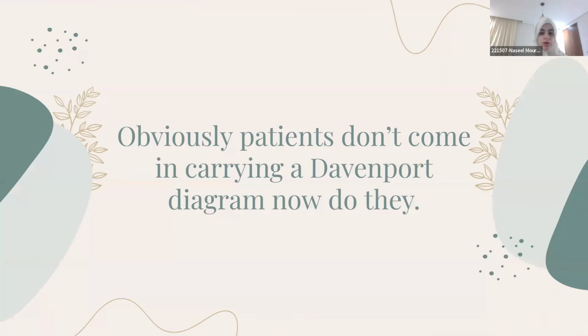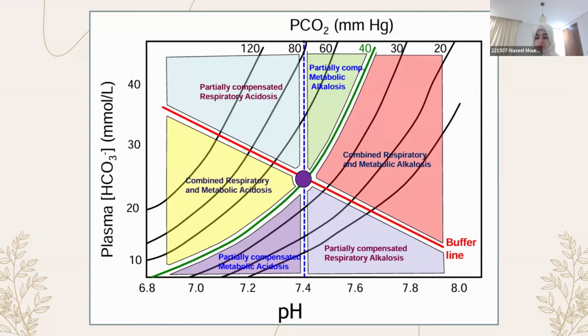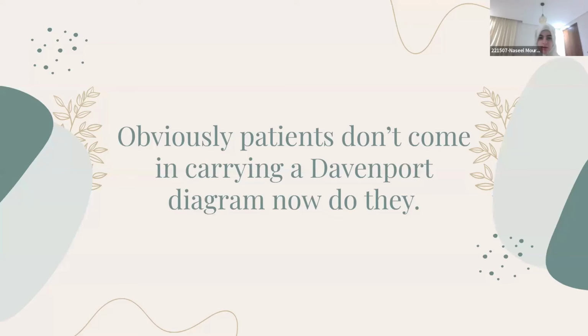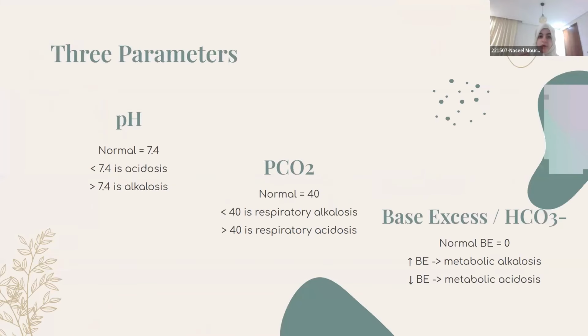You're welcome. Okay, now, do you think a patient is going to come into the clinic with a Davenport diagram like this? They don't do that. That is not what happens in real life. What's going to happen is that you will be given lab values, and you're going to know from these three lab values what's happening with the patient.